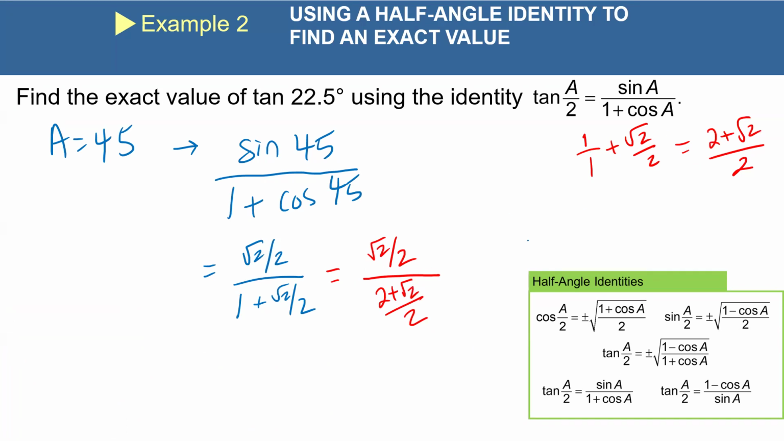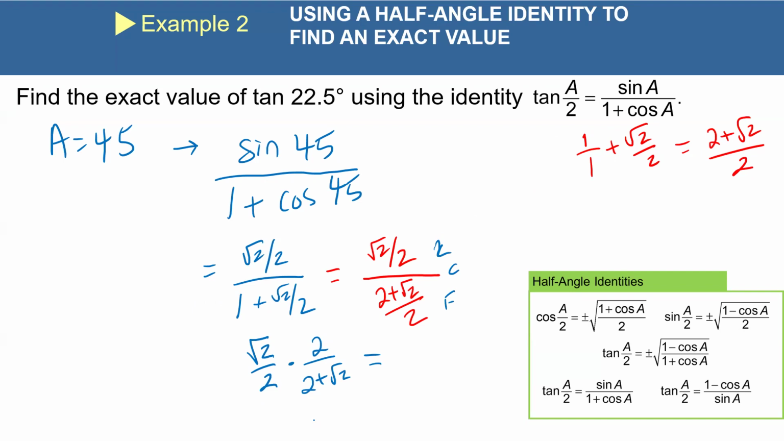Here? Oh, because I combined. It was 1 times 2 is 2. 1 plus square root of 2 is square root of 2. And then 1 times 2 is 2. So now we're going to keep, change, and flip. So we get the square root of 2 over 2 times 2 over 2 plus the square root of 2.